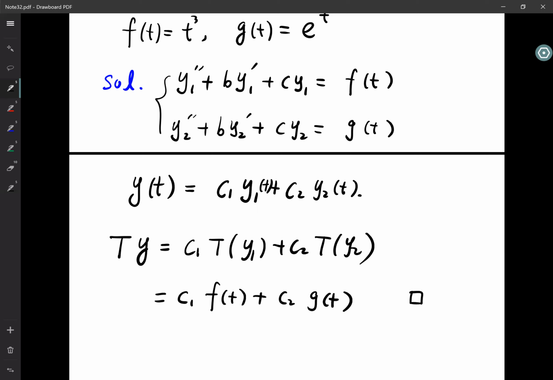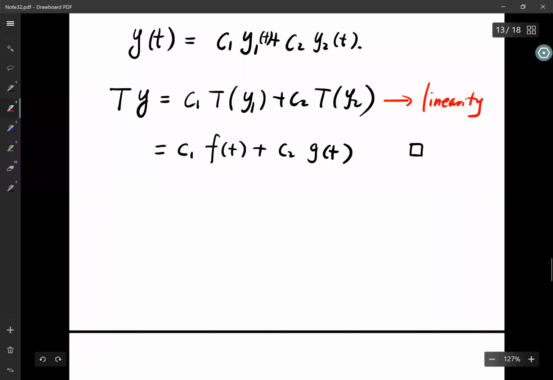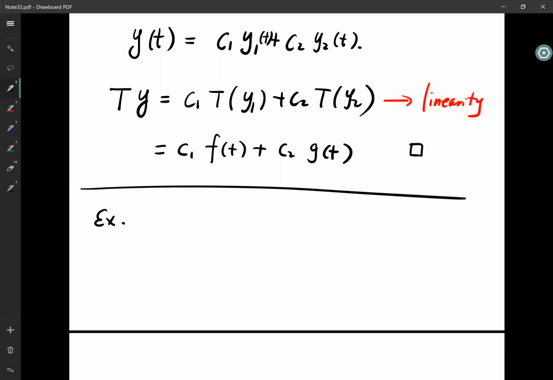Any other question? So this is just saying that because the T operator is linear, we can basically just add the two particular solutions for f of t and g of t. That's right, exactly. This is really because of the linearity of T. Any other question? Okay. We're going to use this to handle the more general right-hand side later. It's just a linear superposition.